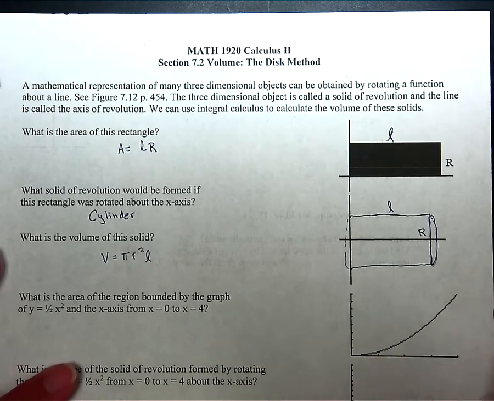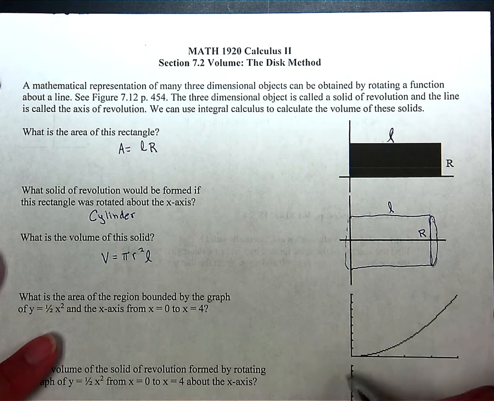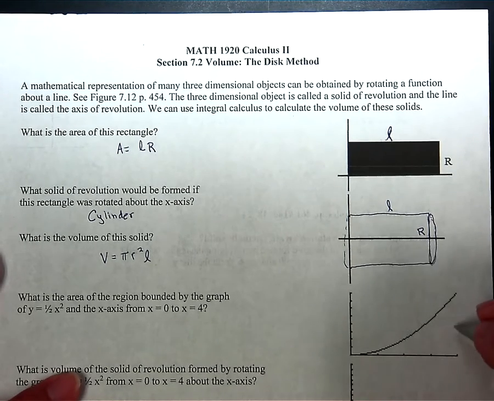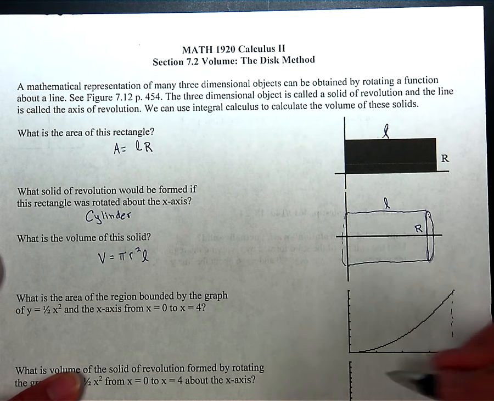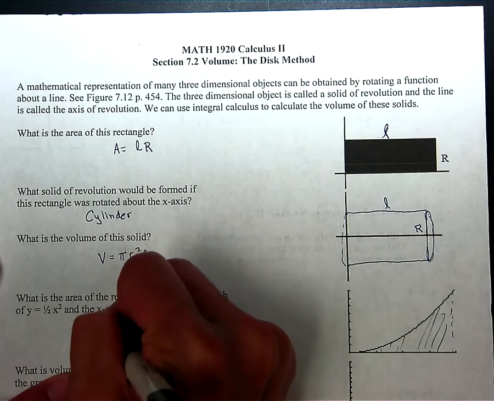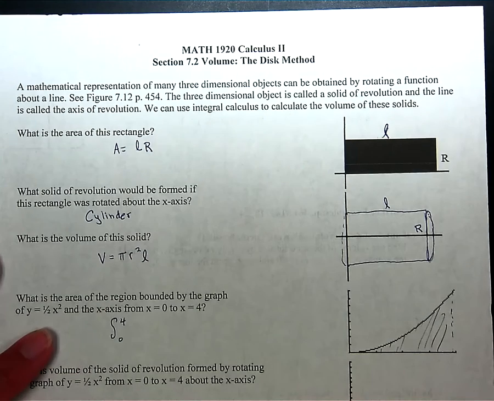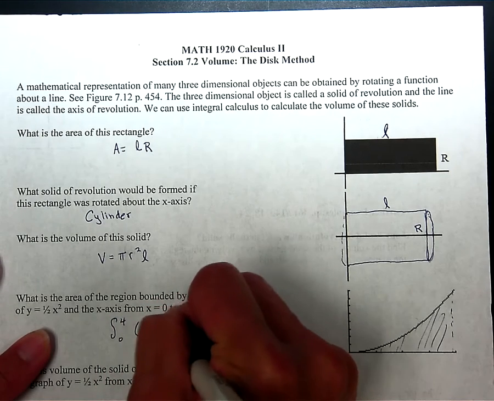How do we find the area, this is 7.1, how do we find the area bounded by this curve? This curve is 1/2 x squared from the x-axis, from x equals 0, the origin, to x equals 4. How do we find this area? The integral from 0 to 4 of 1/2 x squared dx.